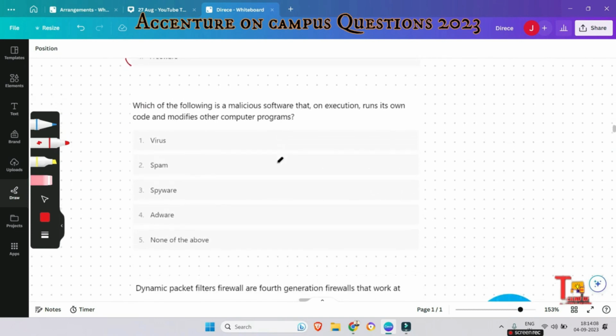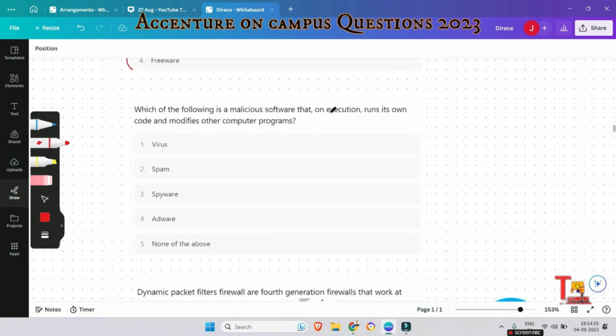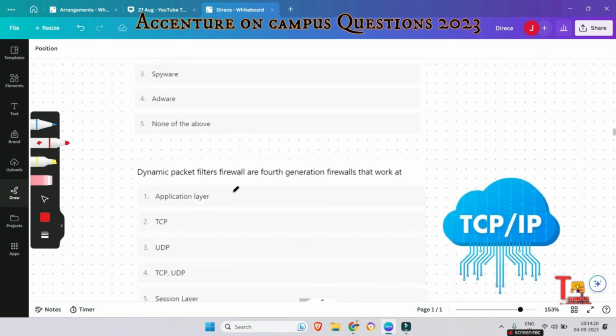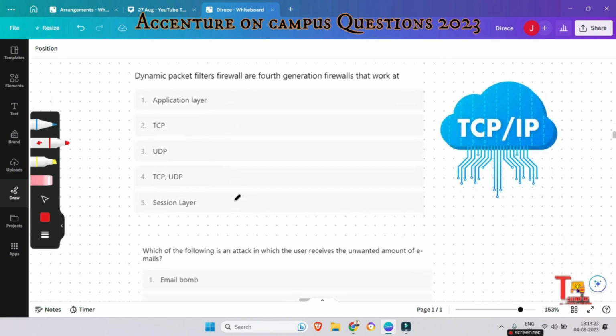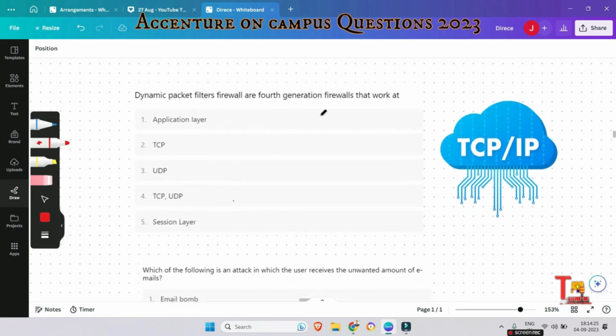Okay, the next question is: which of the following is malicious software that on execution runs its own code and modifies other computer programs? The answer will be virus in this case, right? Okay, let's go to the next question: dynamic packet filters firewall and fourth generation firewalls work at which layer? Application layer, TCP/UDP, or session layer? What will be the correct answer in this case? Actually, TCP/UDP will be the correct answer in this case.